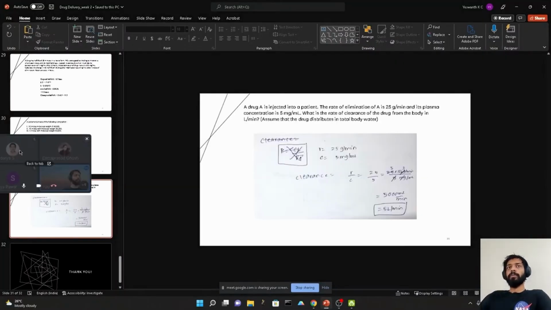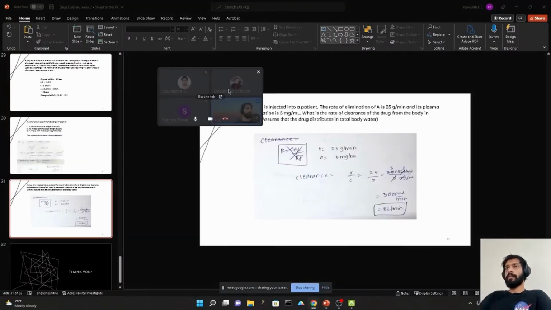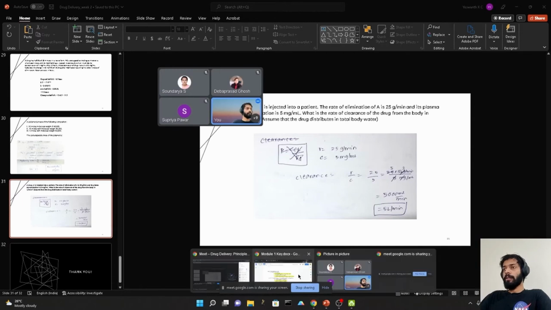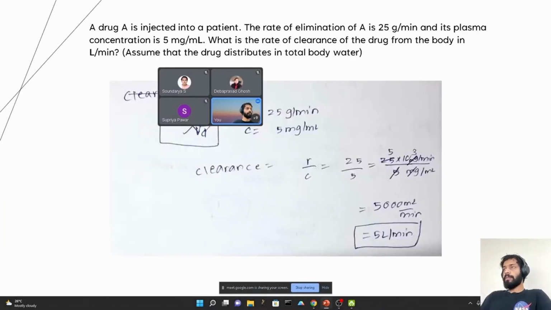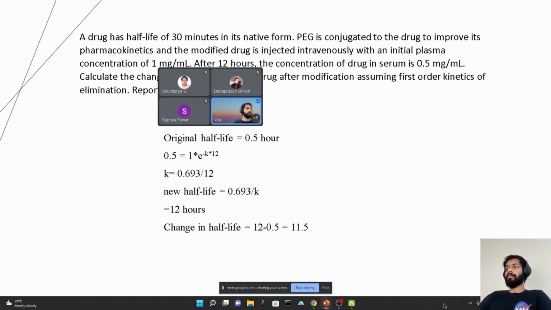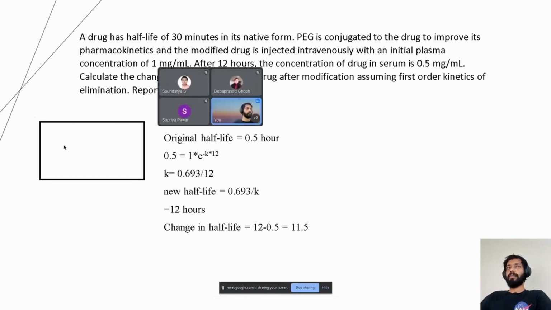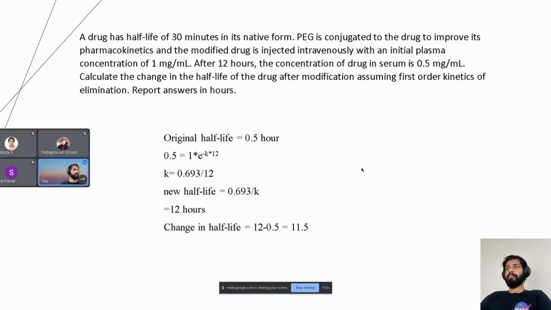Okay. So, Sir, can you go back to the first numerical, the slide? Yeah, this one. Okay, thank you. So basically we'll have to recognize the fact that this is the new half-life because the concentration is high.